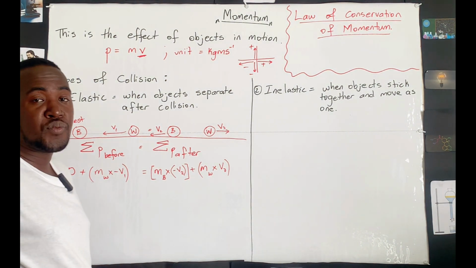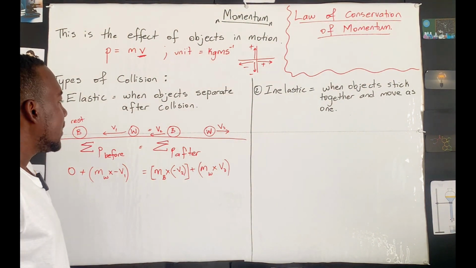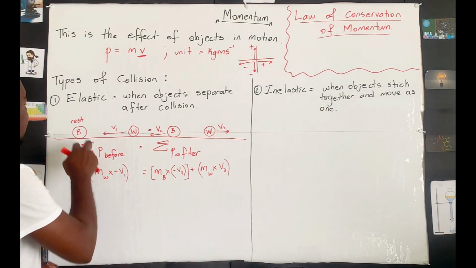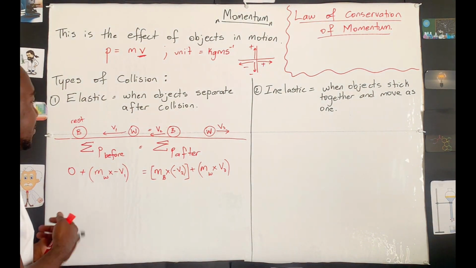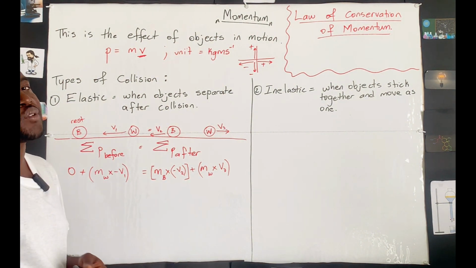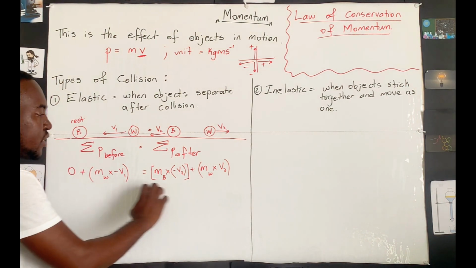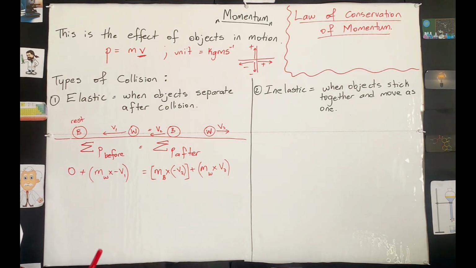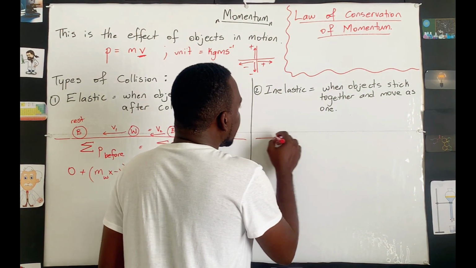And what we'll use this for is for any situation of elastic collision, the first thing we do is identify what is moving, where they're moving to, what is before collision, and what is after collision. And once we know that, then we'll be able to create our equation and then find our unknown quantity from our question.